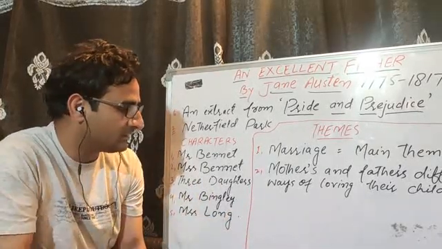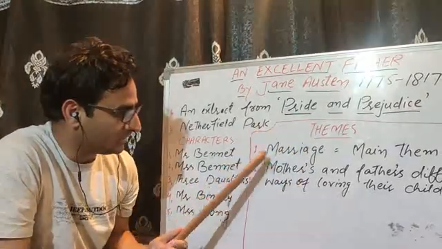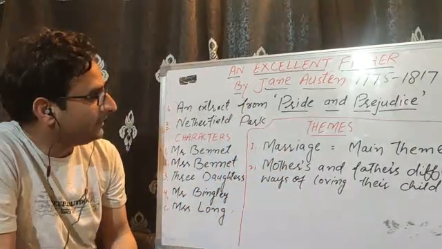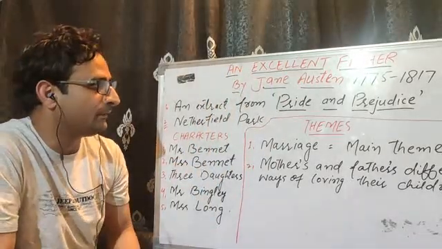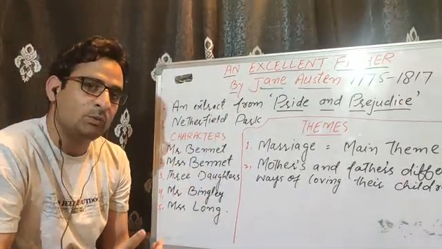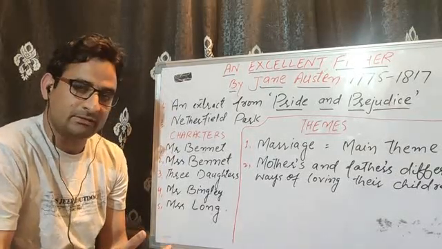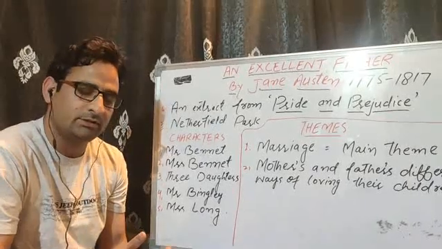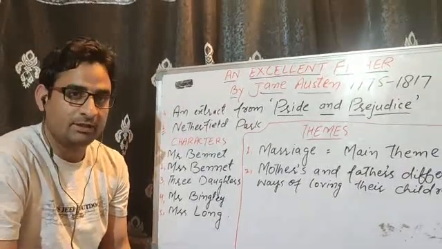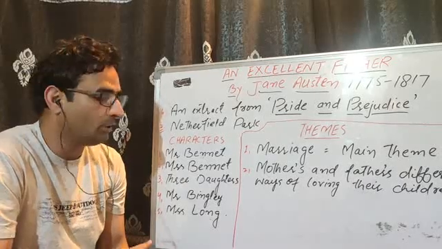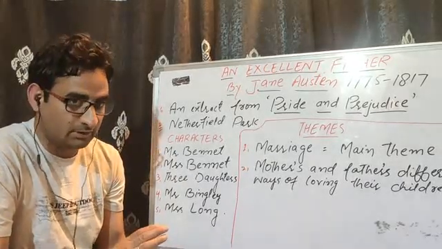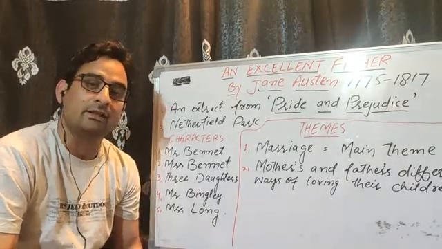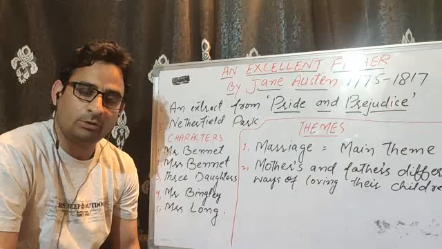So all the things are revolving around this particular thing, marriage. The main theme of this is marriage, and Mr. Bennet was an excellent father. We came to know why Mr. Bennet was an excellent father, because he showed a lot of love. He didn't show the love in the very beginning of this chapter, but at the end of this chapter, we came to know that he loved his daughters very much. That's why Mrs. Bennet told her daughters that they've got an excellent father.